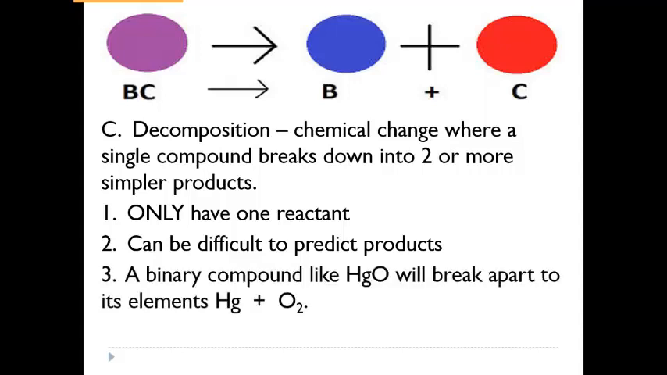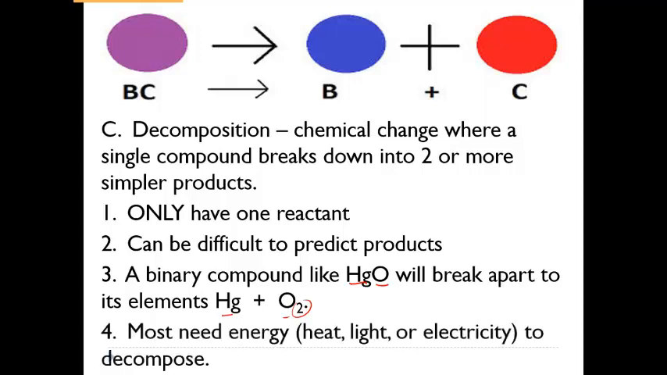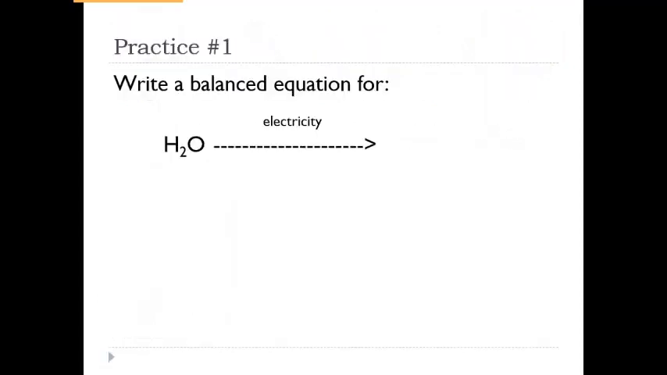If we have a binary compound, those are probably the easiest. Binary again means two, so if we just have the two elements put together into this compound, then they are going to break apart into their individual elements, in this case mercury and oxygen. Don't forget, oxygen is diatomic, that's why the O2 is there when it's by itself. Most of these decomposition reactions do need some type of energy. Most things are not just going to start to break down on their own. They're going to need some type of energy source, whether that's heat, light, or electricity, to decompose.